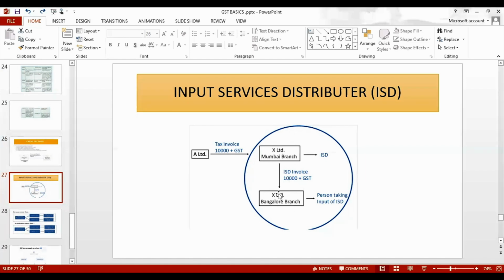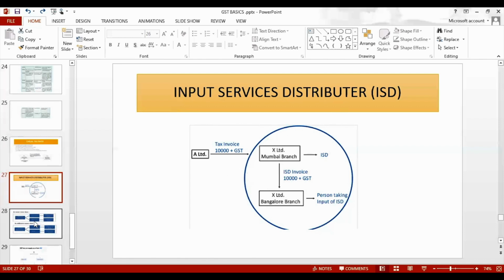So from here, I am not transferring goods to others, but from the same company to a different branch in a different state. From that concept, we use input service distributor. The theoretical explanation with the example is clear now.